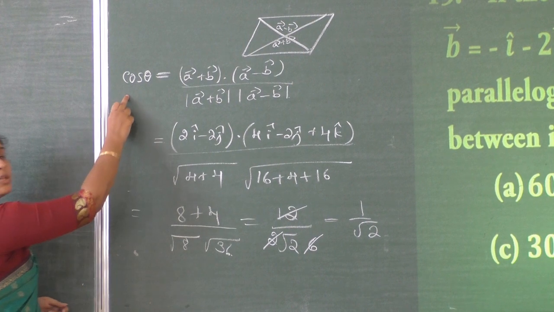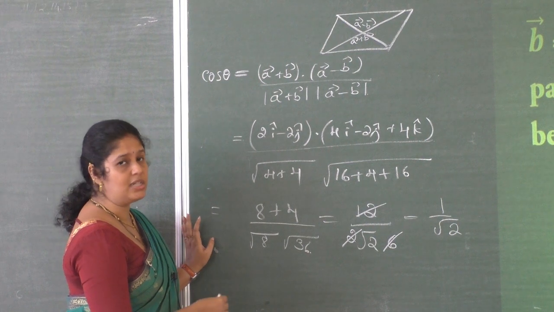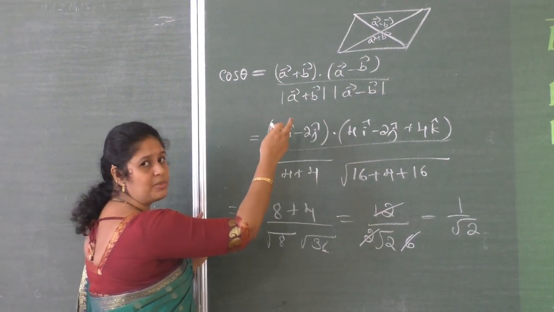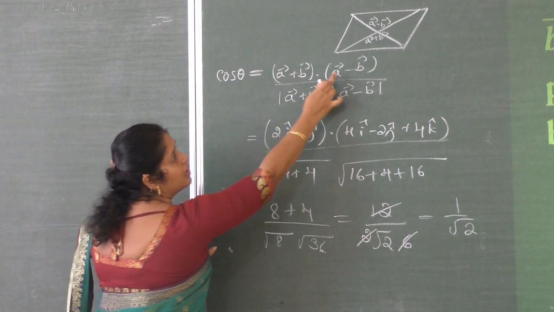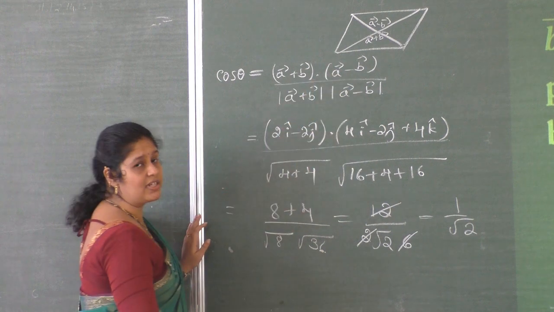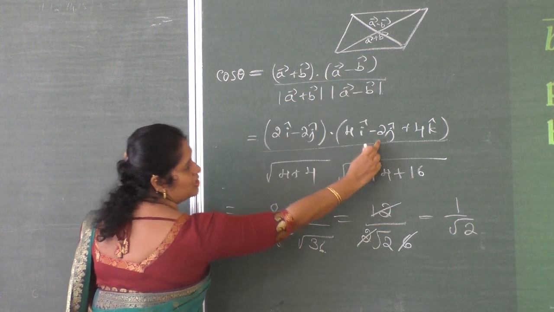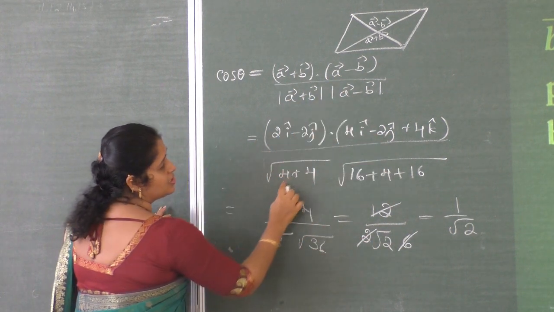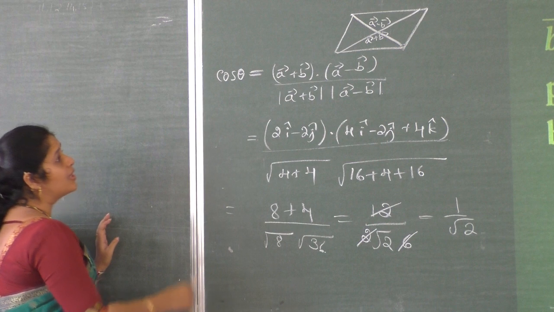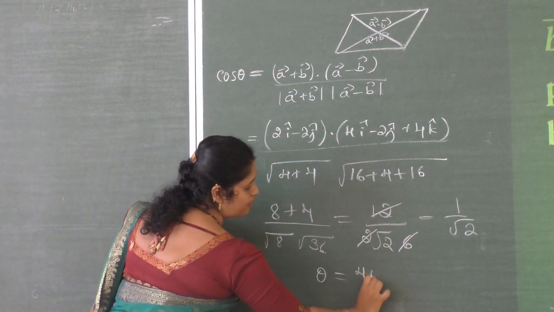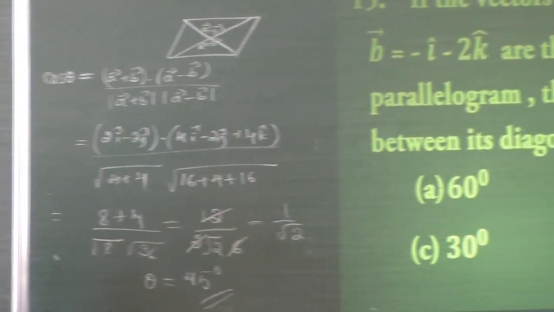So cos theta, the angle between two vectors: if we are taking vector A and vector B in general, we write cos theta equal to vector A dot vector B by magnitude of vector A, magnitude of vector B. But here the vectors are the diagonal vectors. So we write this formula with vector A plus vector B, vector A minus vector B, and the denominator is the product of their magnitudes. We are getting cos theta 1 by root 2. Then theta is equal to 45 degrees. So option B is the answer, theta equal to 45 degrees.